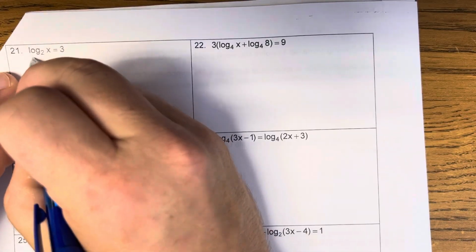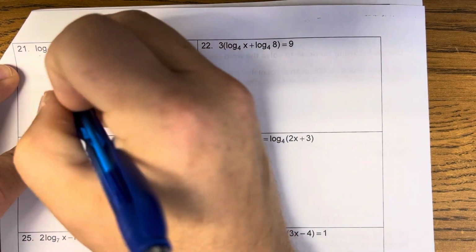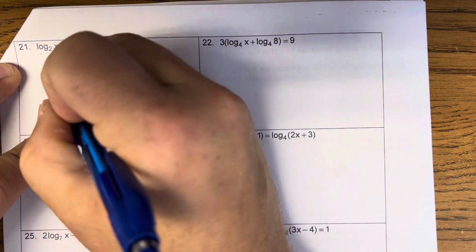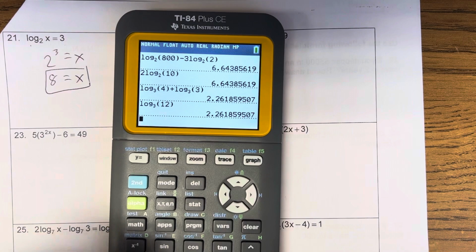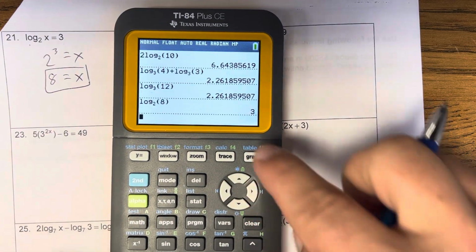All right, so there's a log on this side, no log on this side, so you can't just cancel out the log because there's nothing to cancel it out with. And so I'm going to change it to exponential, so 2 to the 3rd power equals x, and 2 cubed is 8. And we can check that, math, log base 2, 8 equals 3.